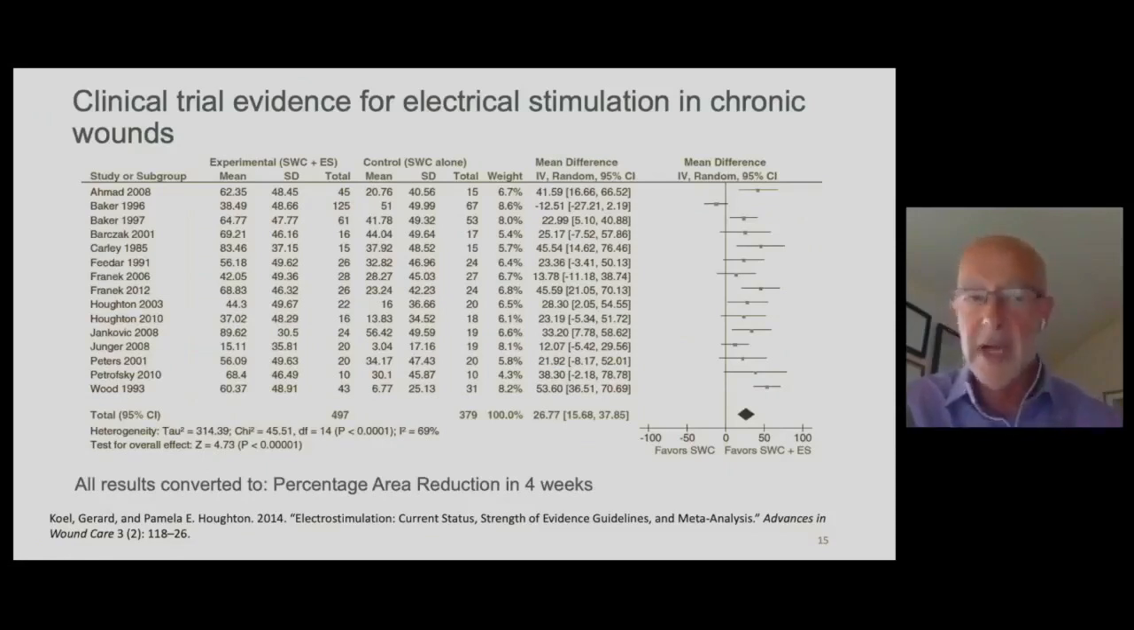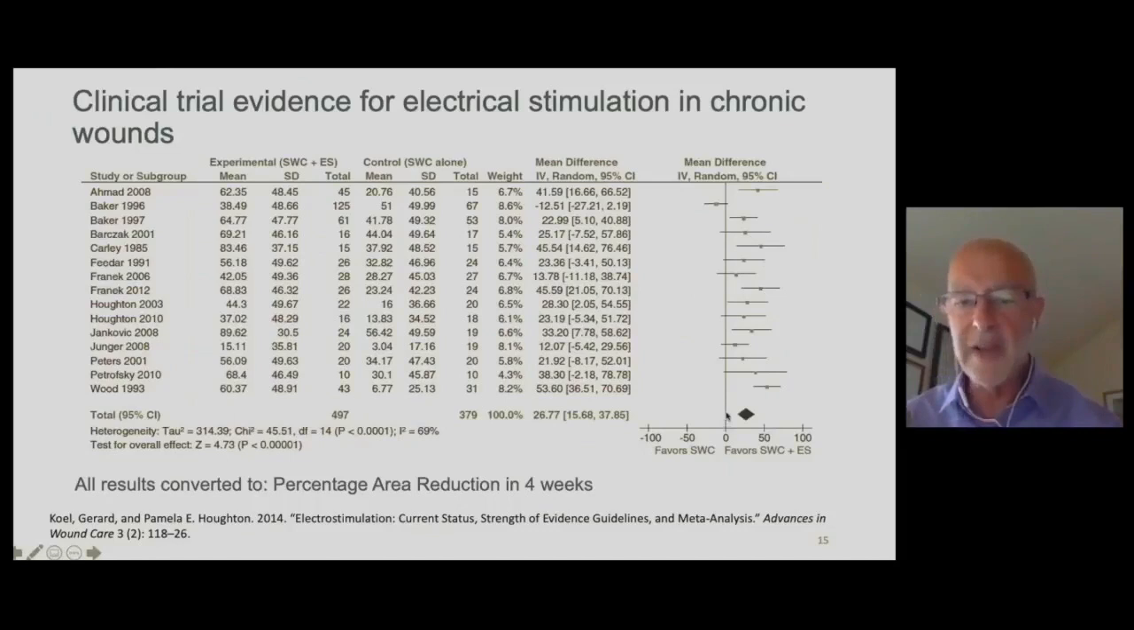And some of these were foot ulcers, some of these were leg ulcers, some of these were even pressure ulcers. But they converted the results to a percentage area reduction in 4 weeks. And that gave them the ability to compare. And if you're used to looking at meta-analyses, you'll know that this is a forest plot.